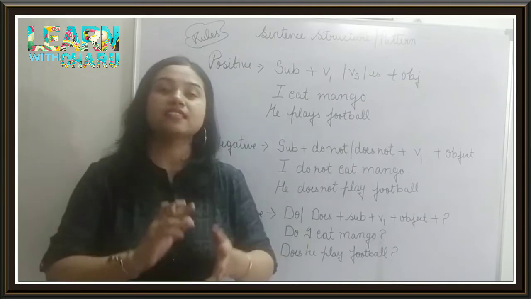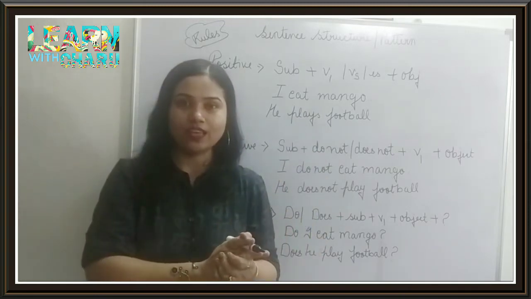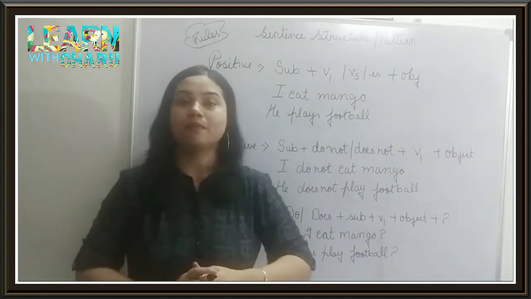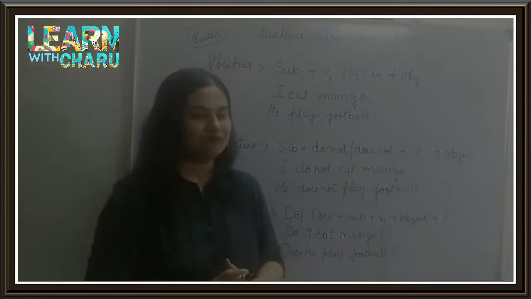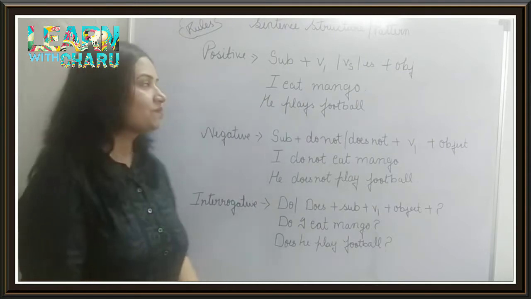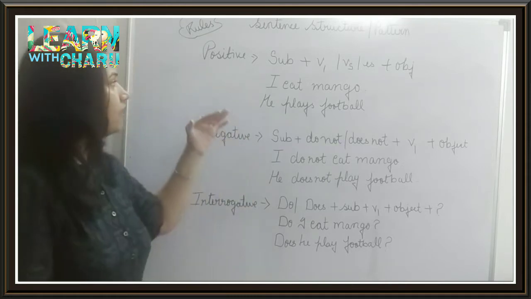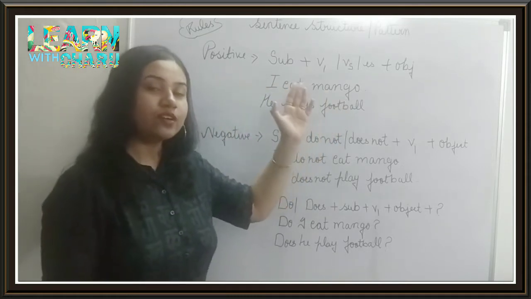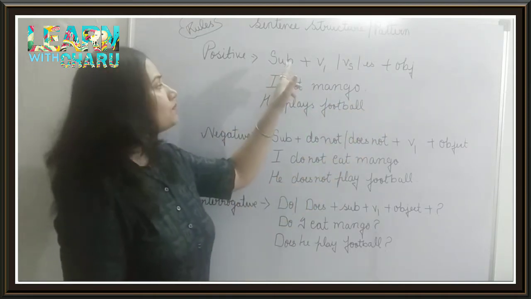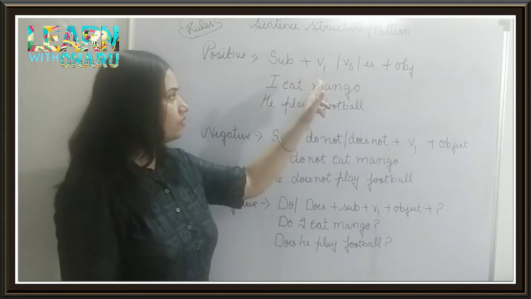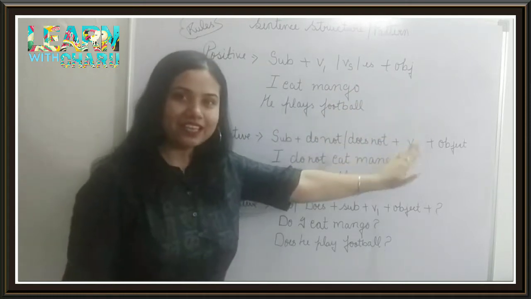Now I am giving you the sentence structure, or we can say the sentence pattern, that how can we make a sentence in simple present tense. Now let's understand. If the sentence is positive, or we can call affirmative, what is the rule, or what is the sentence structure or pattern? Subject plus verb first form plus s or es plus object, right?